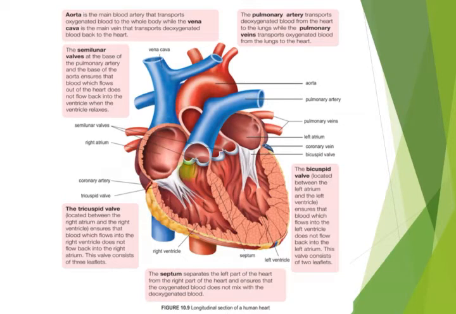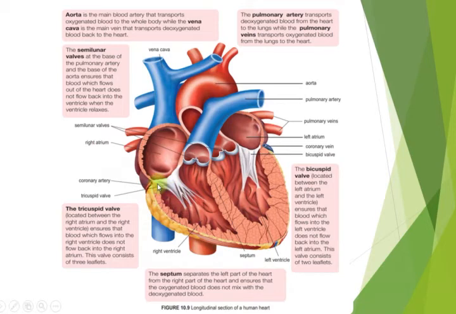Make sure you know the chambers of the heart and also the blood vessels of the heart and their function. Okay, let's take a look at the other structures of the heart. What are they? This is referred to the valve. This is the tricuspid valve. The tricuspid valve is located between the right atrium and the right ventricle.